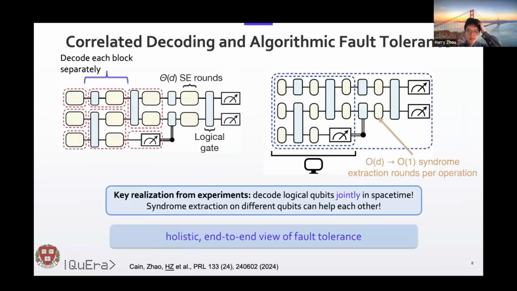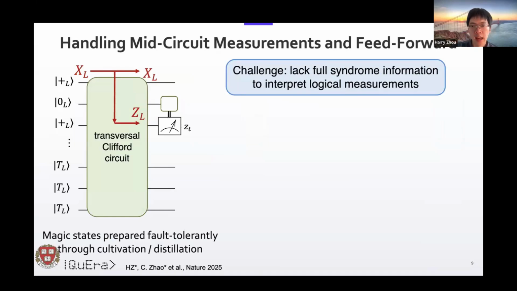So this was a realization that we had, but one of the key challenges that we needed to address is how to make it work for mid-circuit measurements and feed-forward, which is very important if you want to execute a general universal quantum computation. So here what we're seeing is you have some circuit, you have some Pauli initial states and some magic state inputs. The magic states are prepared fault tolerantly through some cultivation or distillation procedure. And then following that, we run a transversal Clifford circuit, which basically executes the Clifford operations. And then in order to perform non-Clifford gates, we use this teleportation procedure with a mid-circuit measurement and a Clifford feed-forward.